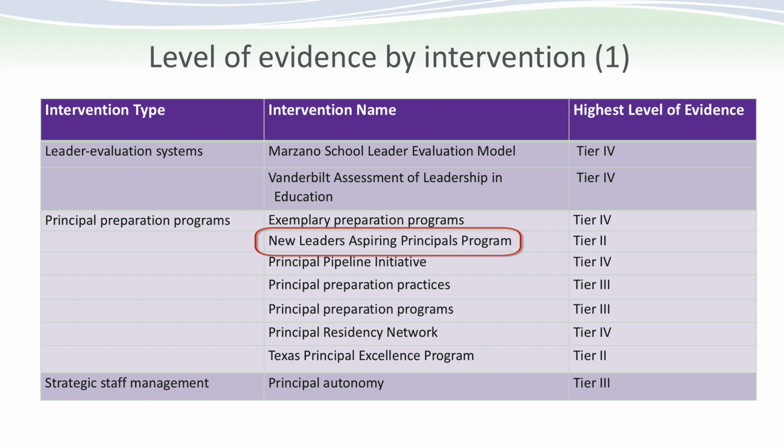So New Leaders has Tier 2 evidence showing positive outcomes, and the Texas Principal Excellence Program also has Tier 2 evidence. The Tier 2 evidence for Texas did not show a significant relationship between the program and student outcomes after 1 year, but did show a significant improvement on some of the principal competencies. And that's where you get into some of the challenges of looking at the evidence on principals.